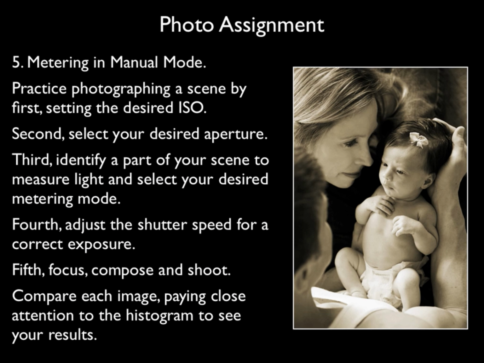Number 5, metering in manual mode. Practice photographing a scene by first setting the desired ISO. Second, select your desired aperture. Third, identify a part of your scene to measure light and select your desired metering mode. Fourth, adjust the shutter speed for a correct exposure. Fifth, focus, compose, and shoot. Compare each image, paying close attention to the histogram to see your results.